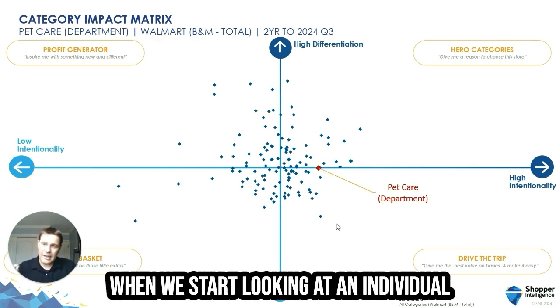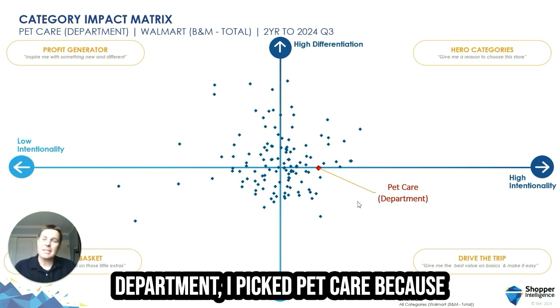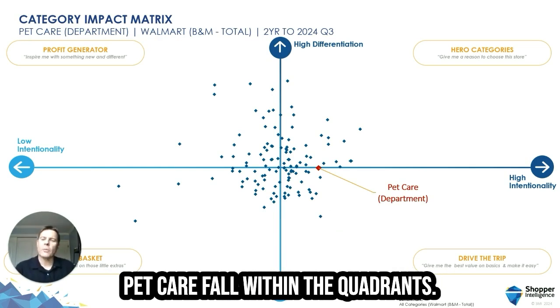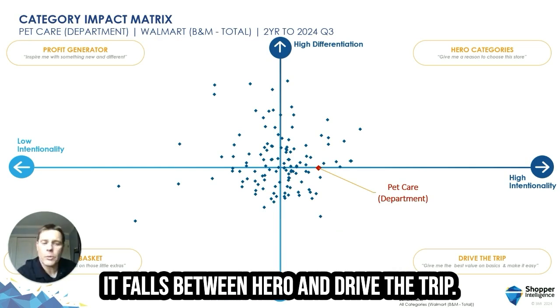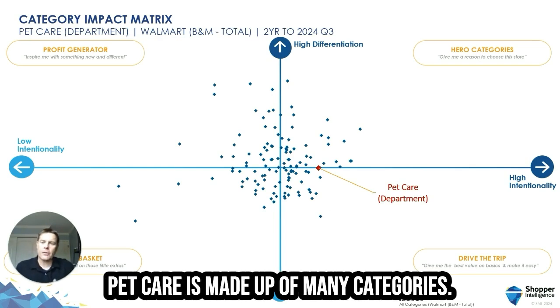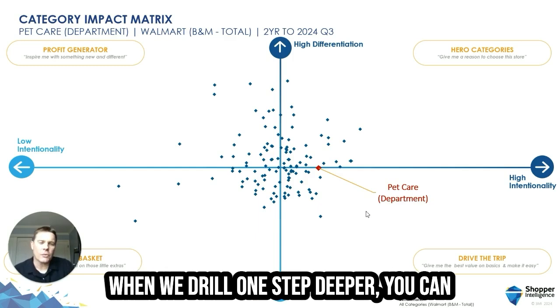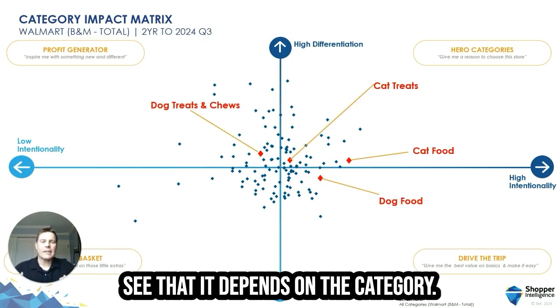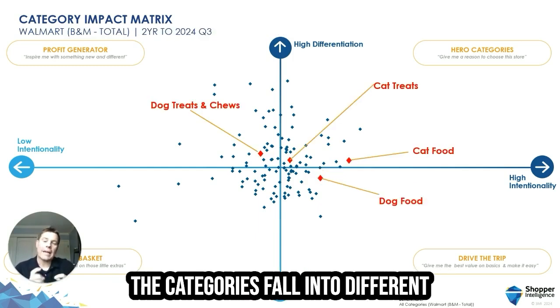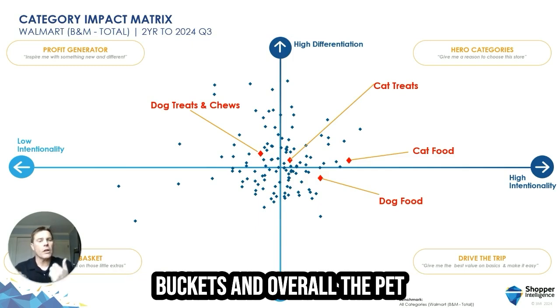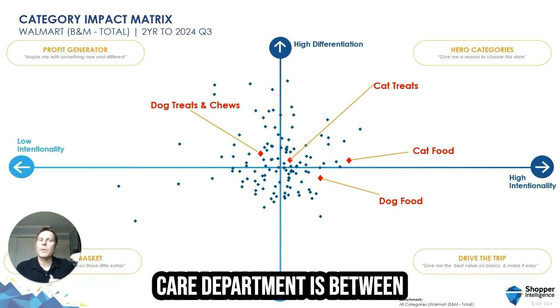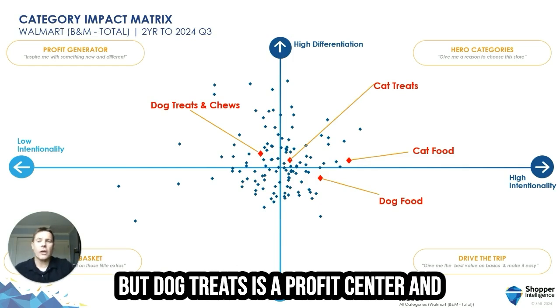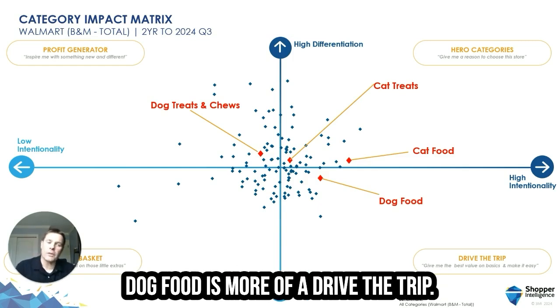When we start looking at an individual department, I picked pet care because I wanted to understand where pet care falls within the quadrants, and it falls between hero and drive the trip. Pet care is made up of many categories. When we drill one step deeper, you can see that it depends on the category. The categories fall into different buckets, and overall the pet care department is between a hero and a drive the trip, but dog treats is a profit generator and dog food is more of a drive the trip.